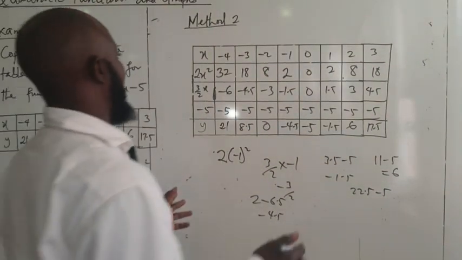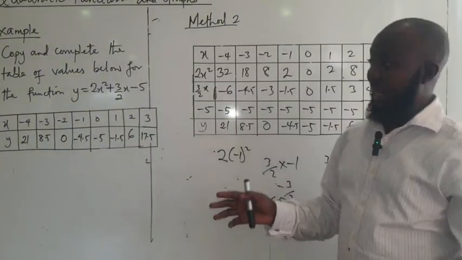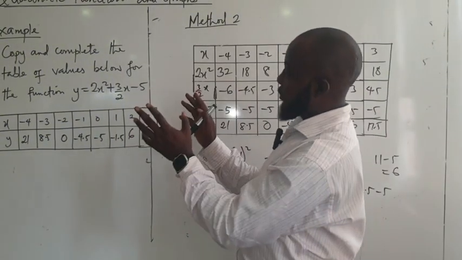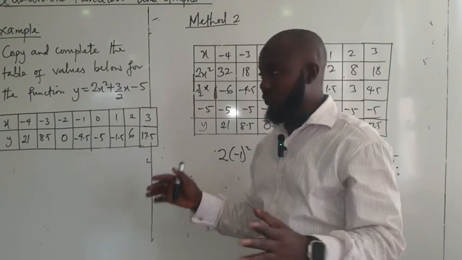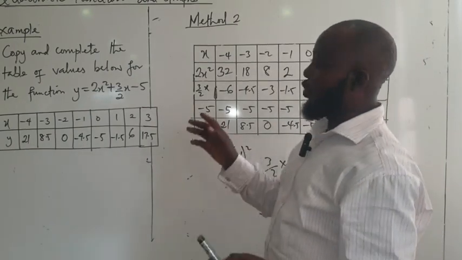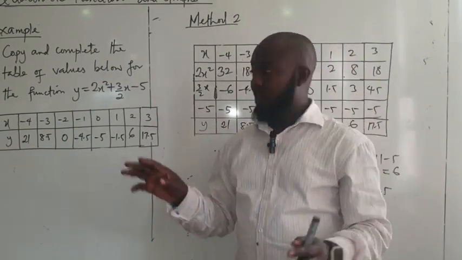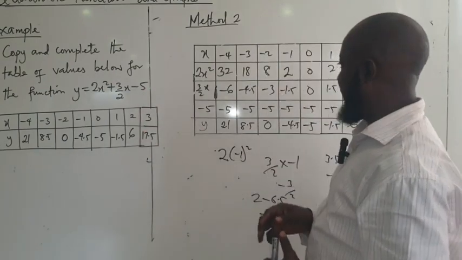So the next stage is that we have now learned two methods on how to draw our table of values. The next stage is for us to go into plotting the graphs for this. So that is that for this class.